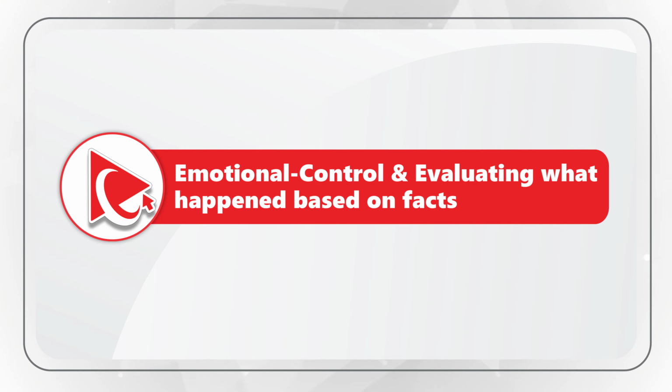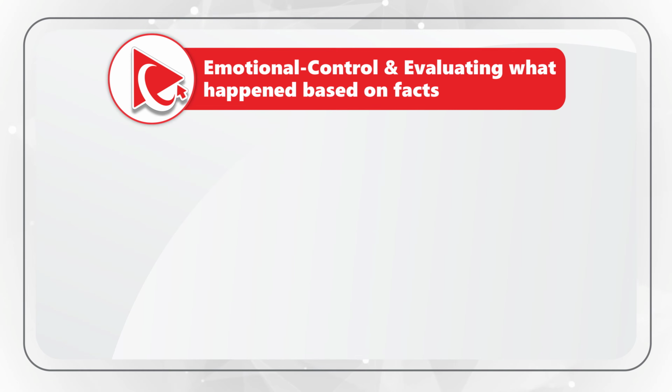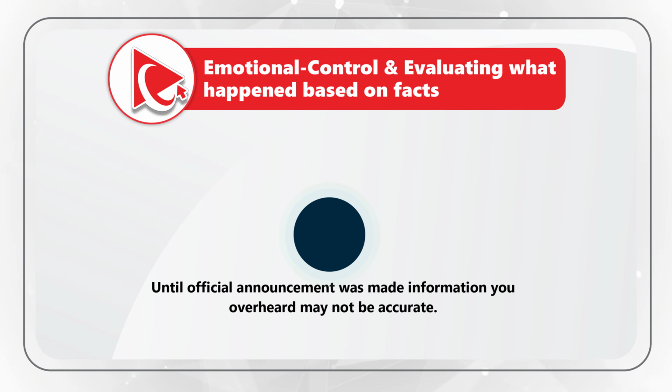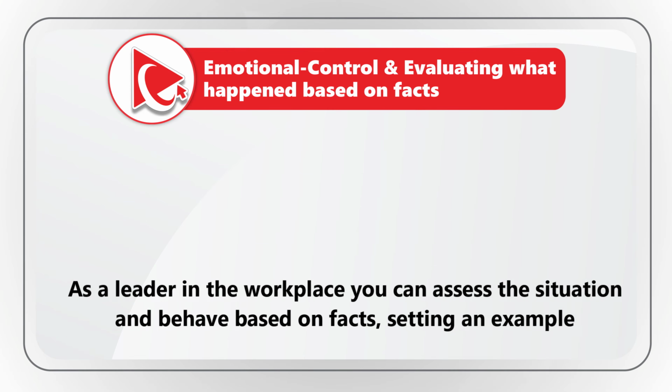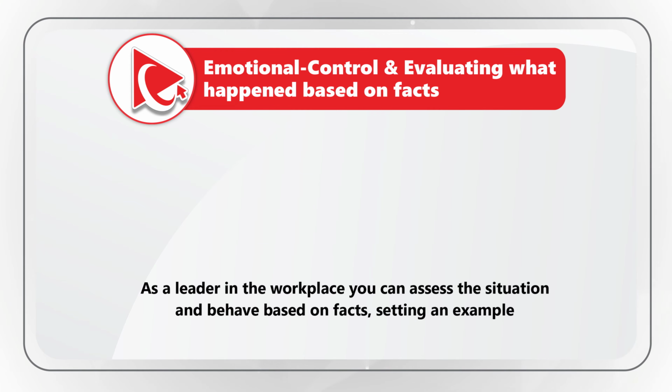I think the key to answer this question correctly is to demonstrate emotional control and evaluate what happened based on facts. Until an official announcement was made, information you overheard may not be accurate. It is possible you overheard preparation for the official announcement, but also it is possible that you might have overheard someone else's speculations and rumors. As a leader in the workplace, you can assess the situation and behave based on facts, setting up an example.